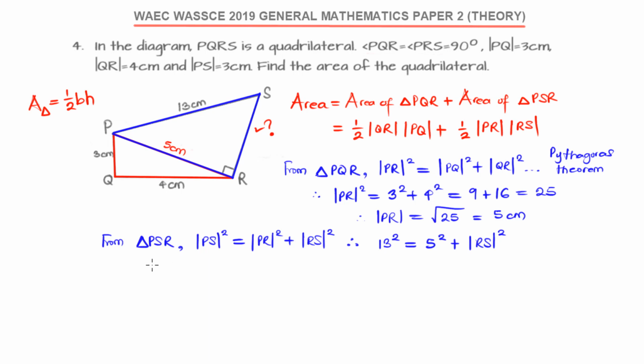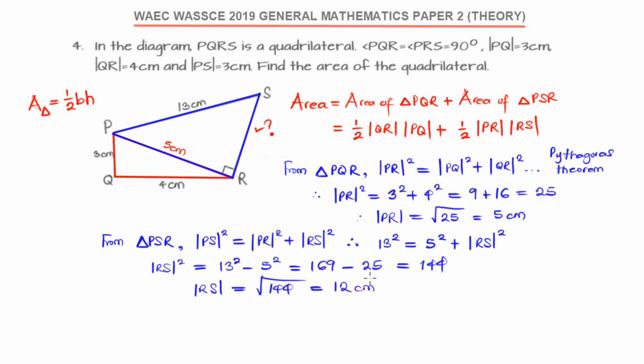So if you rearrange this, we can take 5 raised to power 2 to the other side to be 13 raised to power 2 minus 5 raised to power 2. 13 raised to power 2 is 169. 5 raised to power 2 is 25. If we subtract 25 from 169, we have 144, such that RS is the square root of 144, and that is 12 centimeters. Now, since we've gotten RS to be 12 centimeters, we can input it appropriately in our diagram that the line RS, which is the height of the triangle PSR, is 12 centimeters.